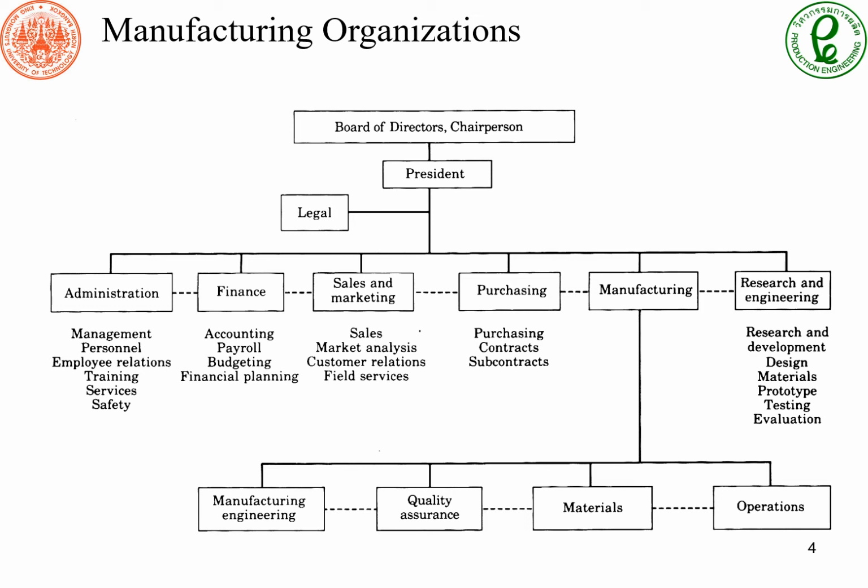Finance department manages all the money issues, such as accounting, payroll for all staffs, budgeting, and financial planning. Sales and marketing manages market analysis, sales, customer relations, field services at customer's site. So a manufacturing company is a complex organization.